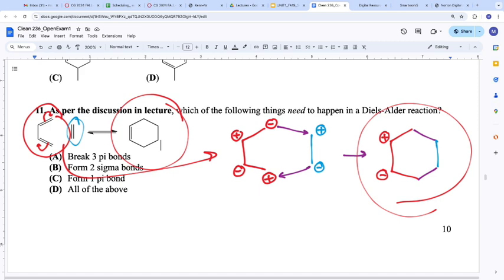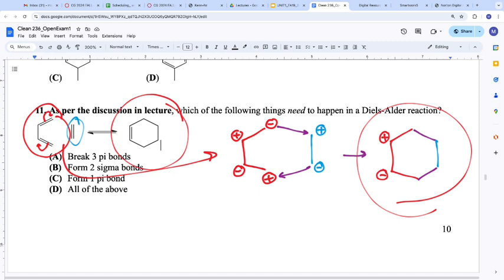Did I make or break any pi bonds? No. Not a single one. All I'm evaluating is the resonance structure. I may not like drawing resonance structures with all that charge. You're absolutely right. But that's not relevant. What had to happen? The only thing that had to happen was forming 2 sigma bonds. I formed 2 sigma bonds. Everything else was the electrons just shifting around.